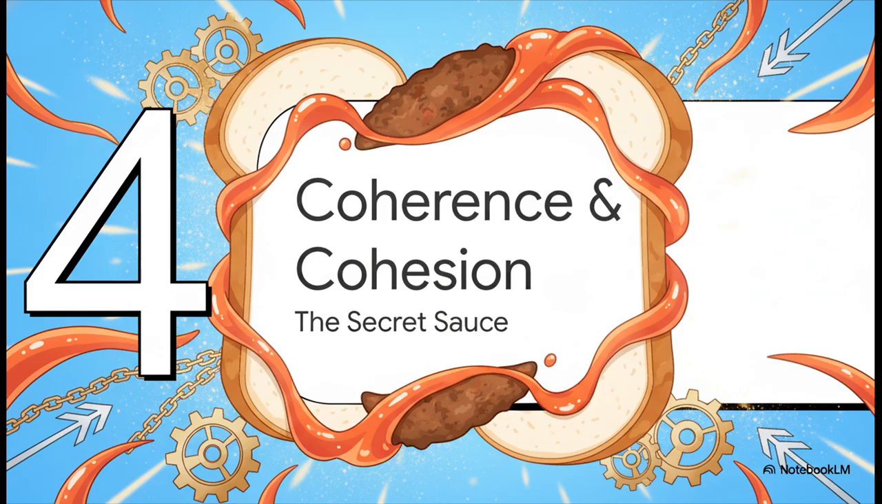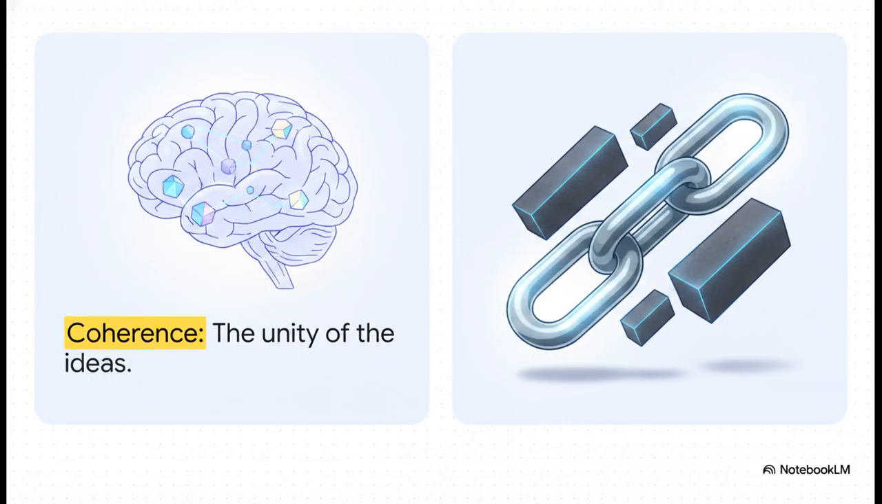Moving on to section 4, coherence and cohesion. Okay, with the meat and the bread firmly in place, we need the secret sauce. This is the glue that holds the whole paragraph together. Now, it is absolutely vital to understand the nuanced difference between these two terms.